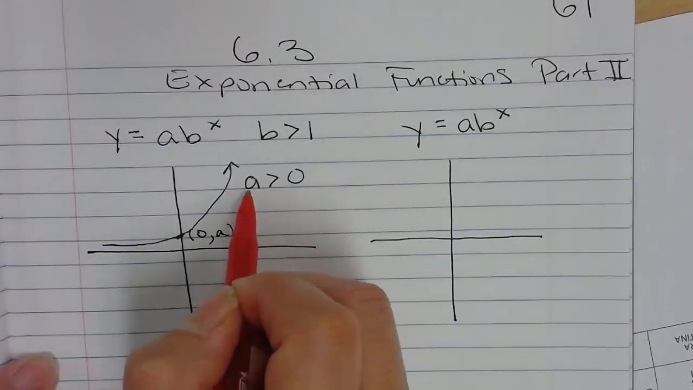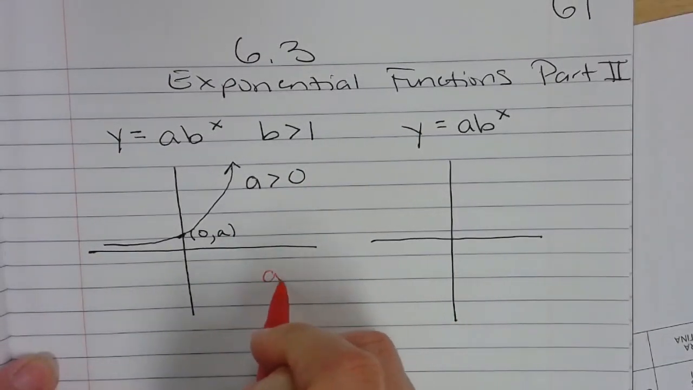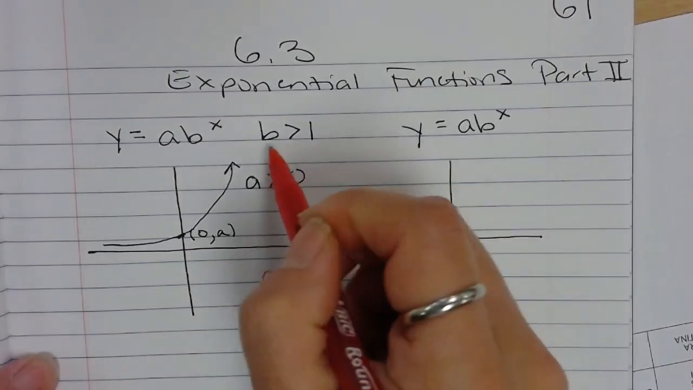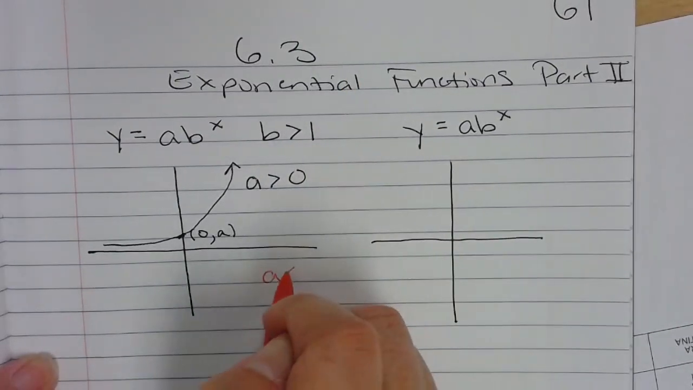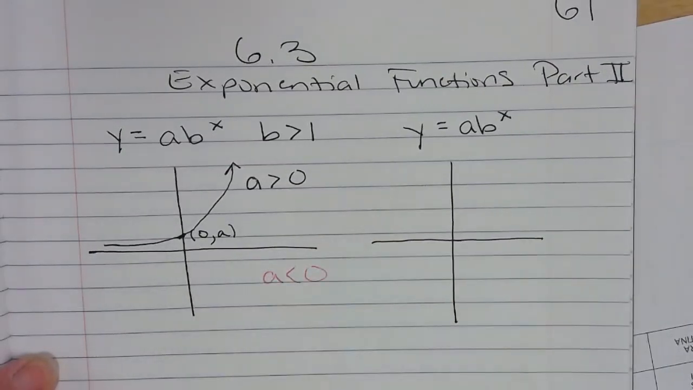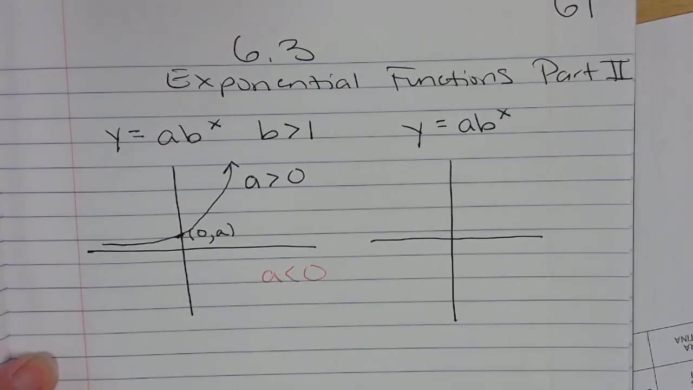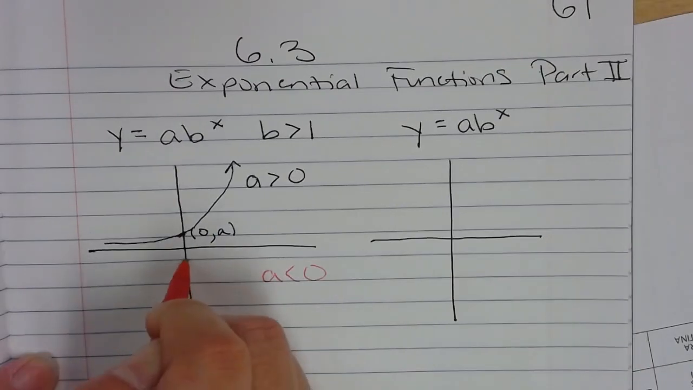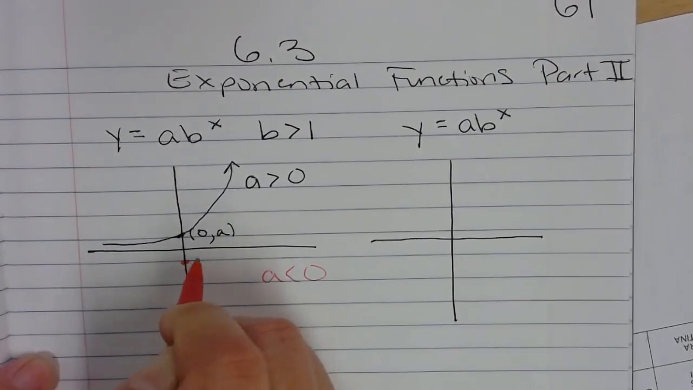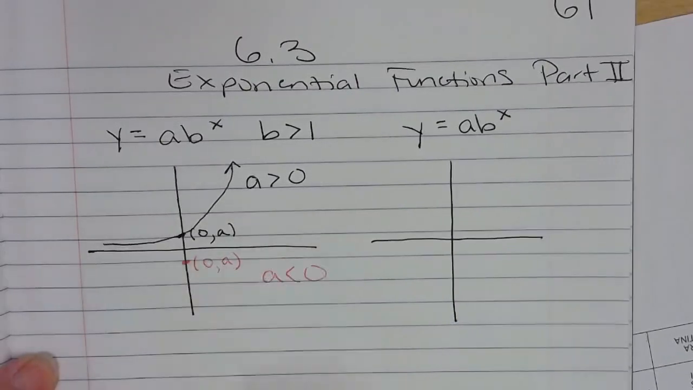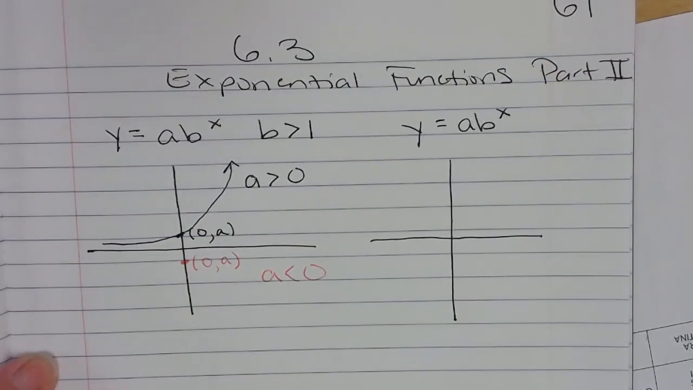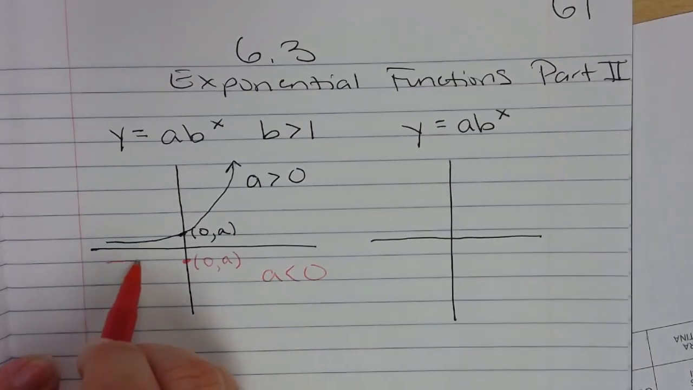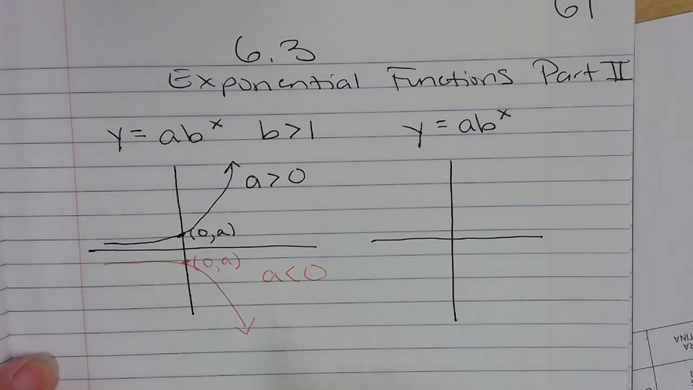So if we're talking about A is greater than 0 here, in red, I'm going to put what happens when B is still greater than 1, but A is now less than 0. If A is less than 0, negative 1, negative 2, negative 3, negative 1/2, anything less than 0, your intercept is still going to be A, but it's going to be a reflection over the x-axis because it's a negative A, and it's going to be looking like that.